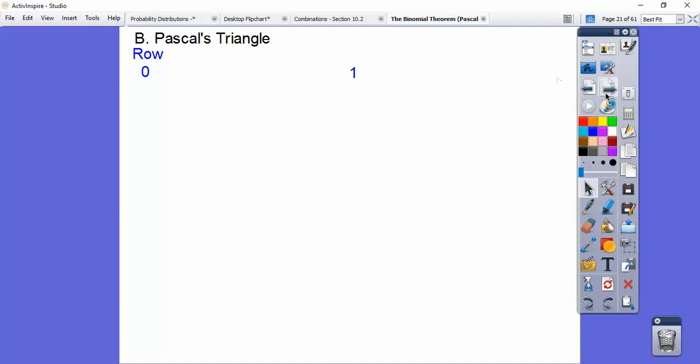Okay, row 1 would give us this. Okay, and I know you don't see a pattern yet. Here's row 2. Okay, do you see a pattern yet? Probably not. Here's row 3. Okay, do you see a pattern yet? That one you might be able to see a pattern. How about this one right here? Do you see a pattern right there?